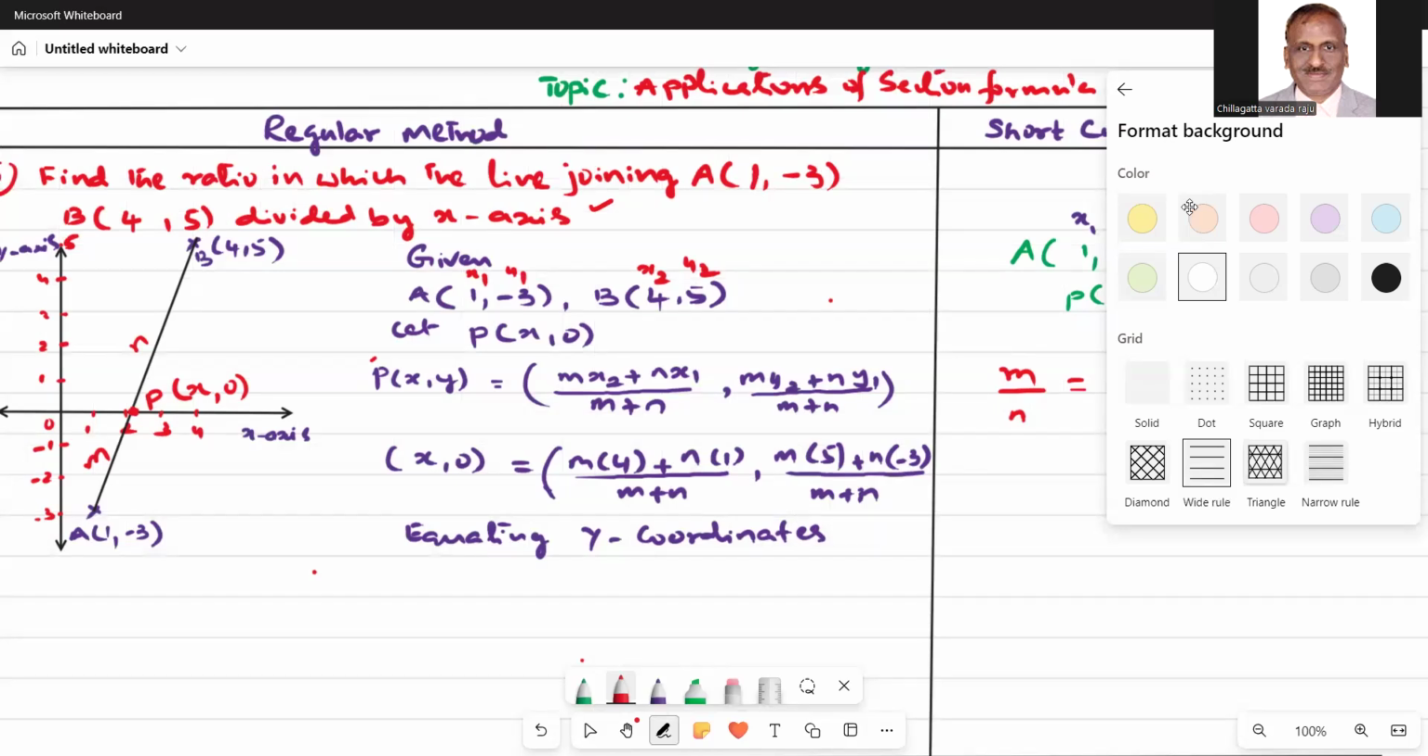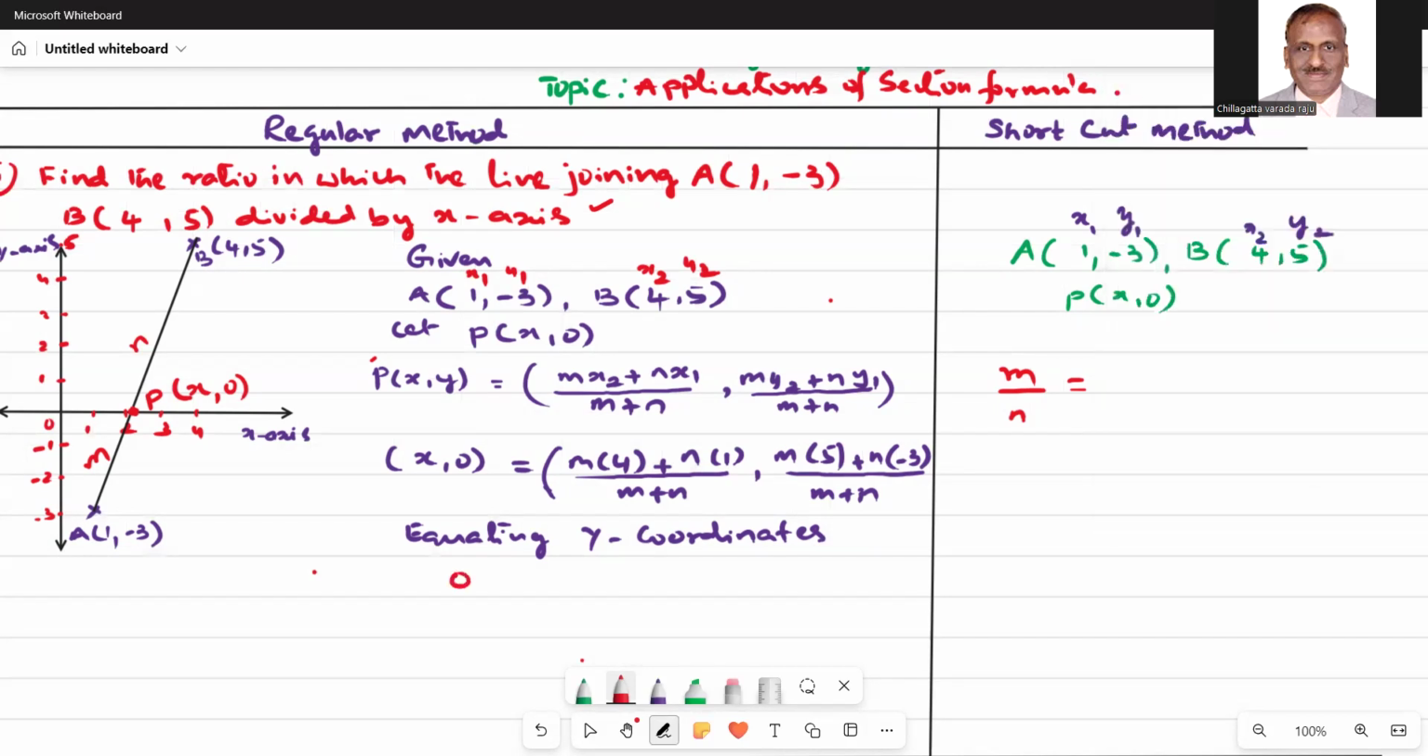So on simplification, what will you get? Equating the y-coordinates, 0 is equal to... why did I choose to equate the y-coordinates? If I equate the x-coordinates, what happens? m and n are unknown values, and x is also unknown. All three unknown values you cannot find at once. By equating the y-coordinates, because of the 0, (m + n) into 0 will become 0. So 0 is equal to 5m minus 3n, divided by m + n. Then simplify or solve this equation.